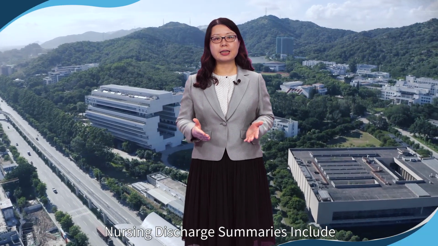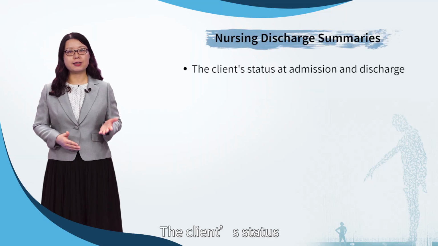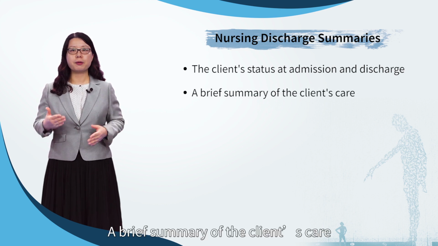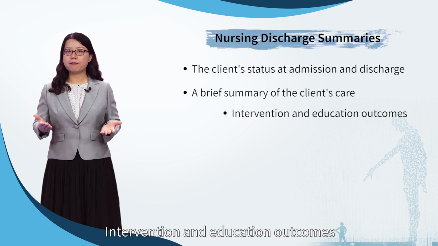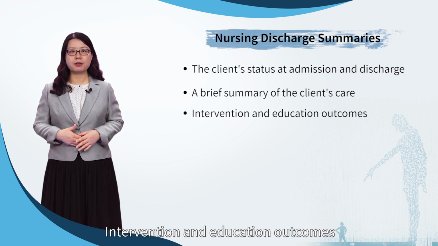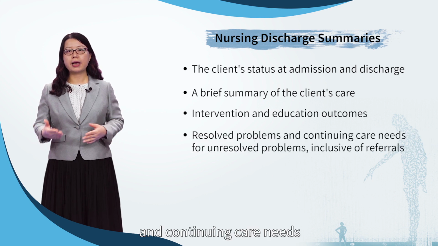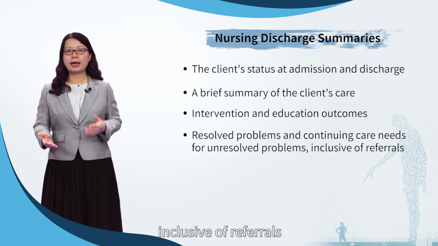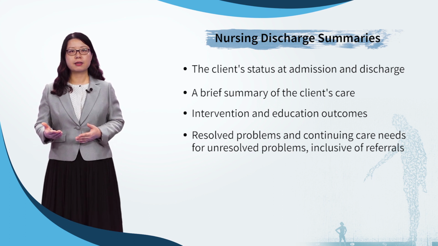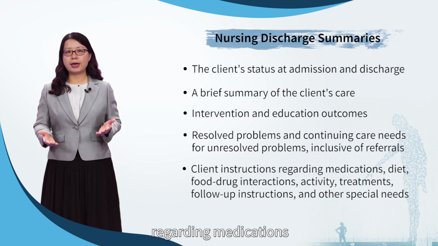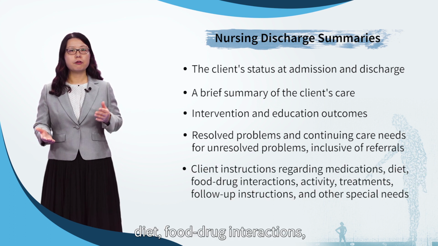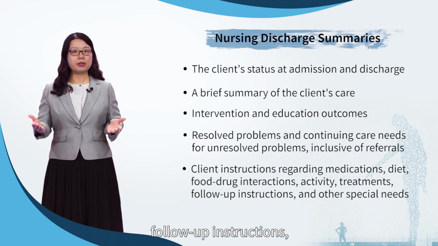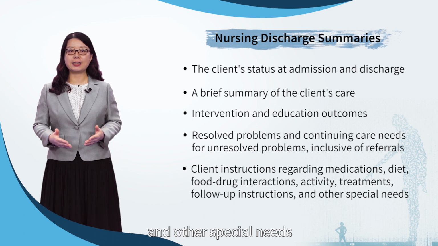Nursing discharge summaries include the patient's status at admission and discharge, a brief summary of the patient's care, intervention and education outcomes, resolved problems and continuing care needs for unresolved problems, inclusive of referral, patient instructions regarding medication, diet, food-drug interactions, activity, treatments, follow-up instructions, and other special needs.